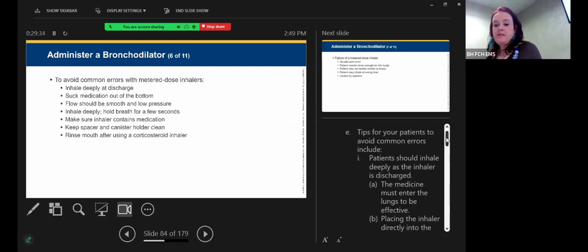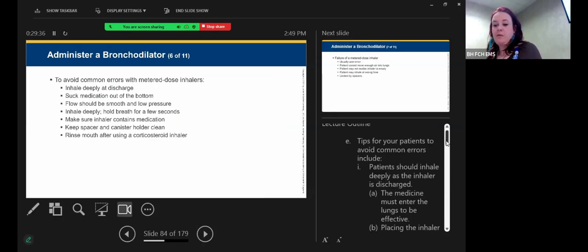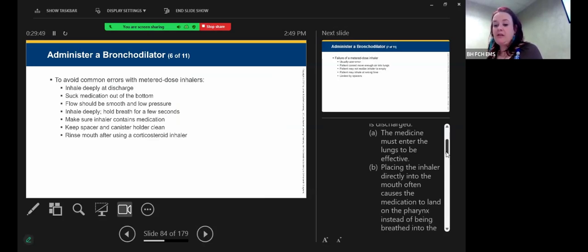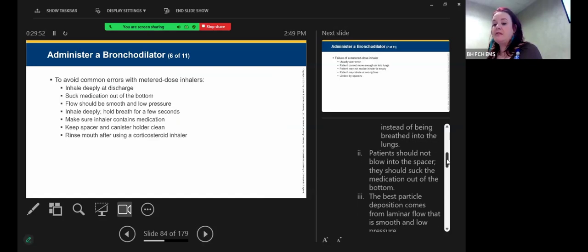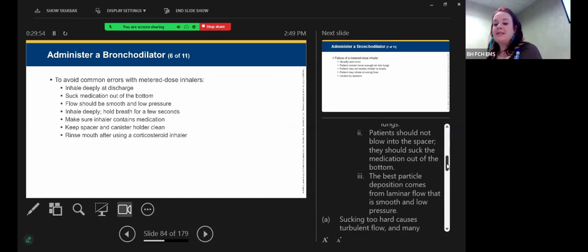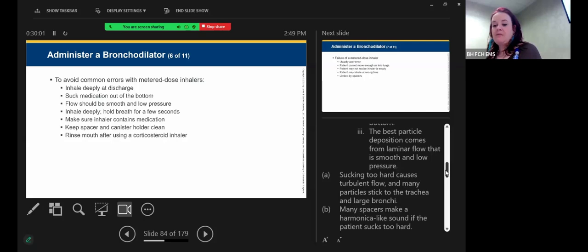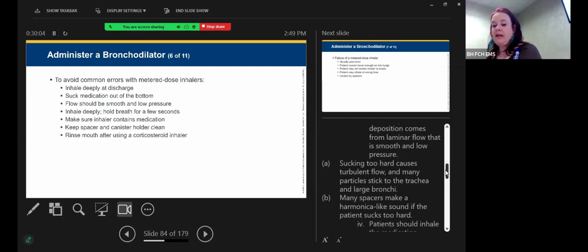Oh, okay. So tips for your patients to avoid common errors include: the patient should inhale deeply as the inhaler is discharged. The medicine must enter the lungs to be effective. Placing the inhaler directly in the mouth often causes the medication to land on the pharynx instead of being breathed into the lungs. Patients should not blow into the spacer. They should suck the medication out of the bottle. The best particle deposition comes from laminar flow, that is smooth and low pressure.